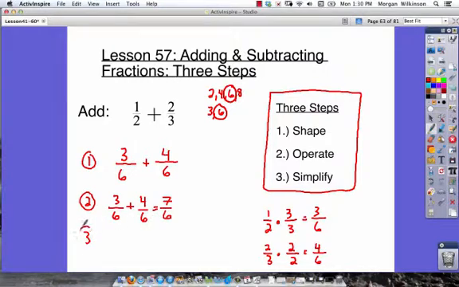Step 3, simplify. So we have 7/6. We want to simplify 7/6. We know that's going to be the same thing as 1 and 1/6. And we've got our final answer. We can go ahead and box this and move on to our next problem. Now make sure you've got this information copied down in your notes. These 3 steps are key because they'll help us solve any problem with adding and subtracting fractions.